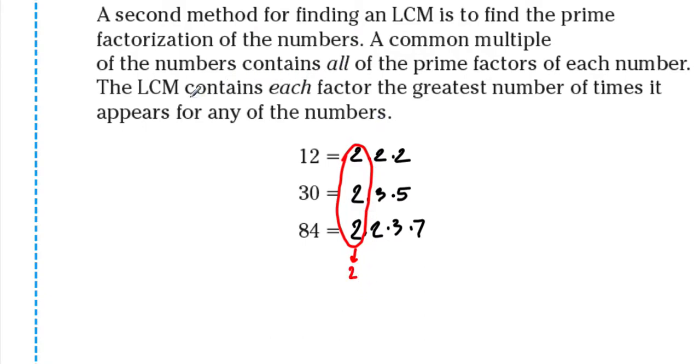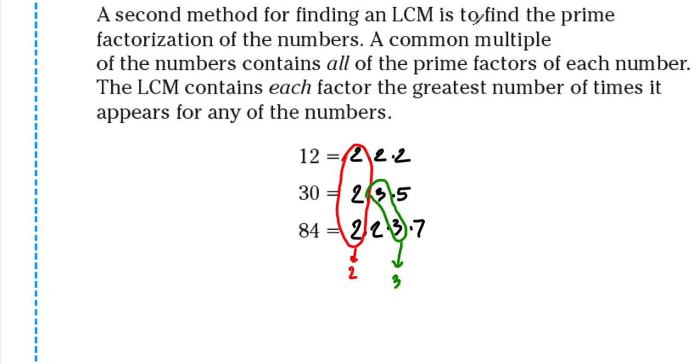So what do we do? Again, the LCM contains each factor the greatest number of times it appears for any of the numbers. So what does that mean? It simply means this. Now if you notice, 3 is common to these two numbers, 30 and 84. Even though it's not common to 12, we're trying to find the LCM, so we bring down the 3 once.